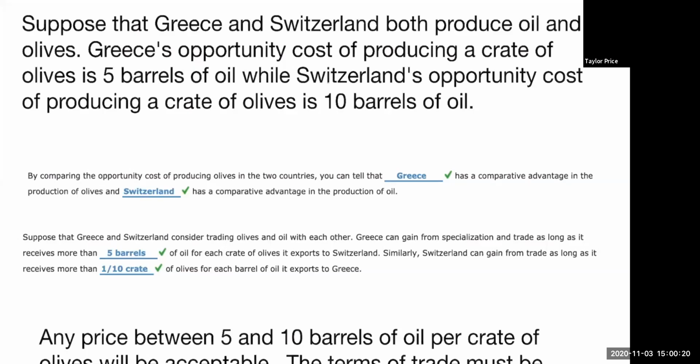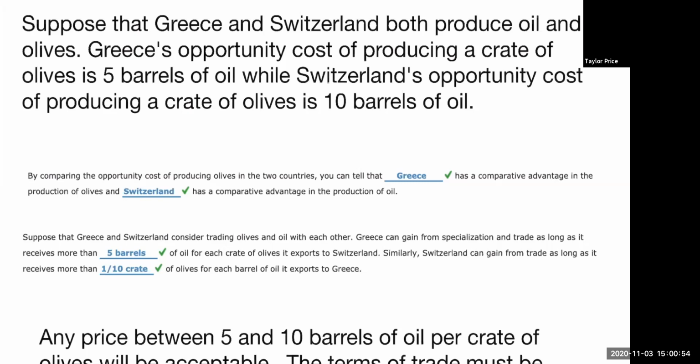So suppose that Greece and Switzerland consider trading olives and oil with each other. Greece can gain from specialization and trade as long as it receives more than 5 barrels of oil for each crate of olives it exports to Switzerland. And that information we just found by looking right up here, because Greece's opportunity cost of producing a crate of olives is 5 barrels of oil. So that is the amount that Greece has to receive for each crate of olives.